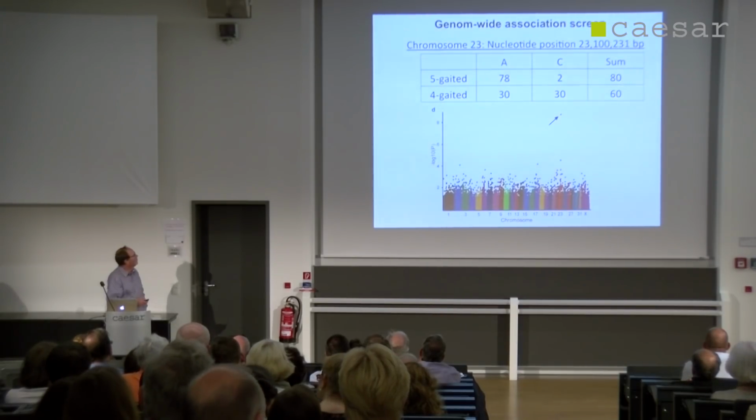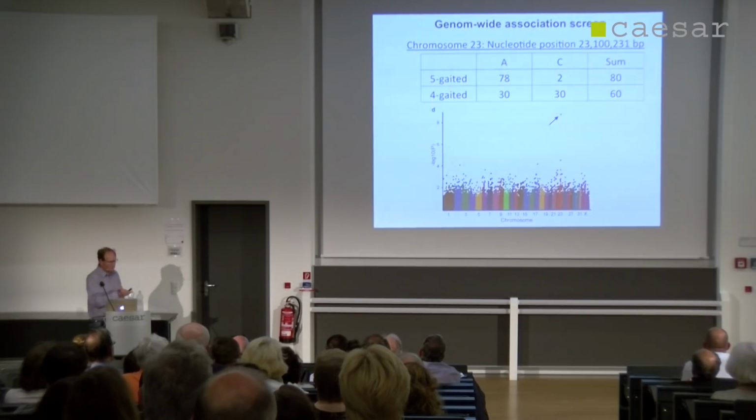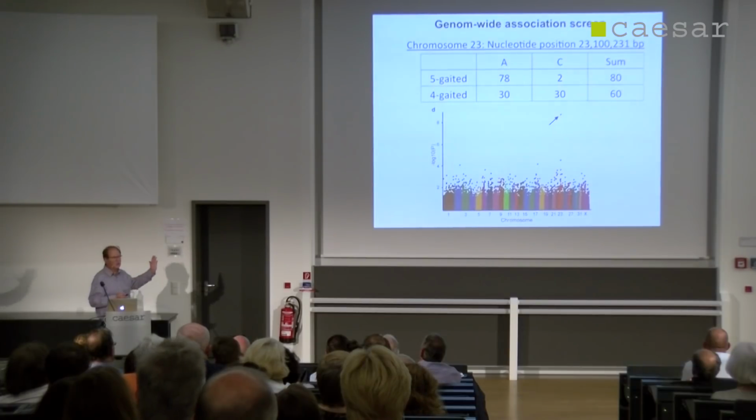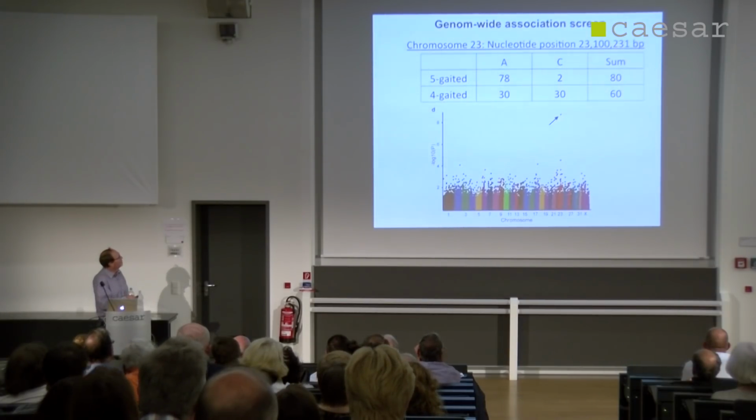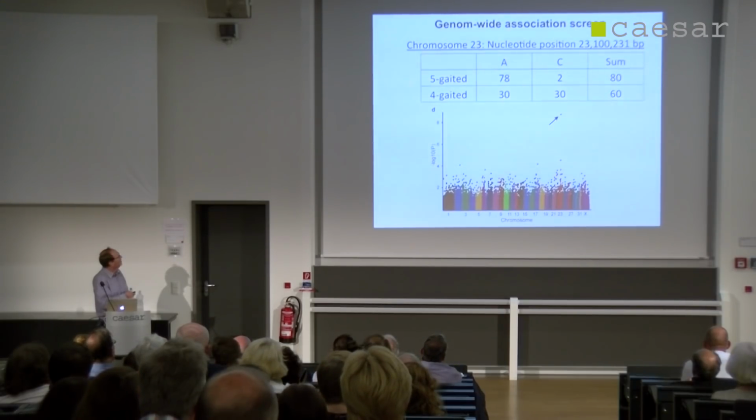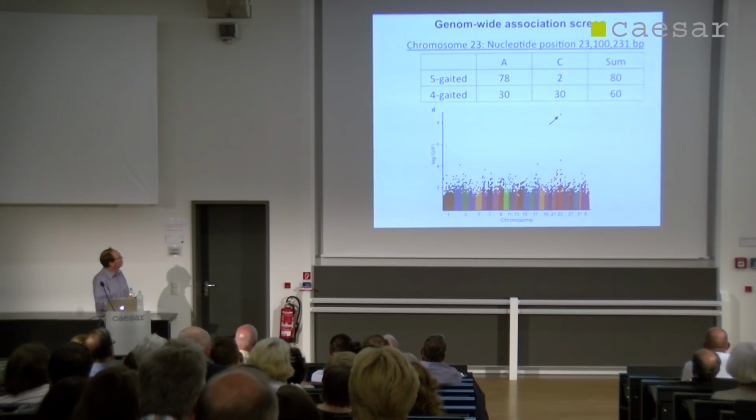But then you go across the genome, and then you come to other chromosomes. So in this case, we had 50,000 markers across the whole genome. So we come to chromosome 23, to this nucleotide position. We have A or C in the horse population. And when we look at the five-gaited horses, we find 78 A and 2 C, but four-gaited were equal, 30-30. This is highly significant, and this is the graph illustrating that.